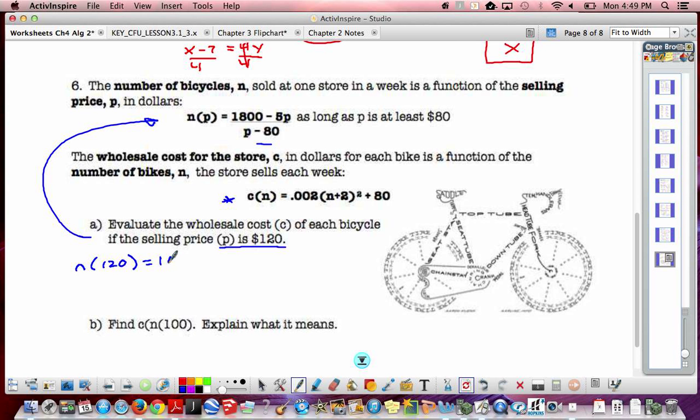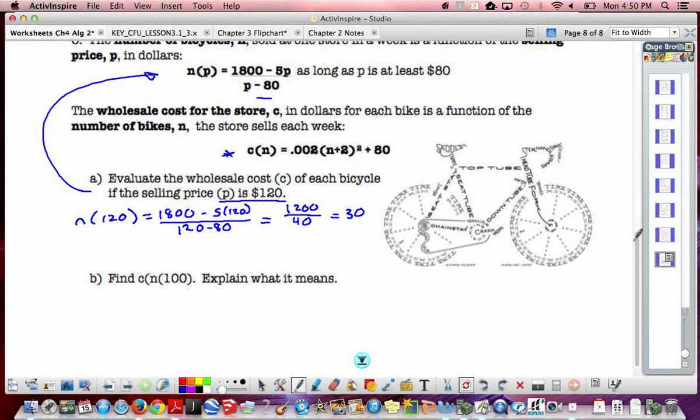So that would be 1800 minus 5 times 120, all divided by 120 minus 80. So 1800 minus 600 ends up being a top number, 1200, over 40. So this ends up being 30. So when the price is 120, we sell 30 bicycles.